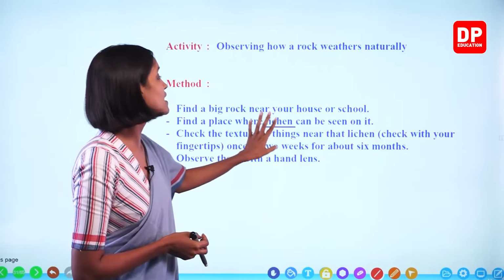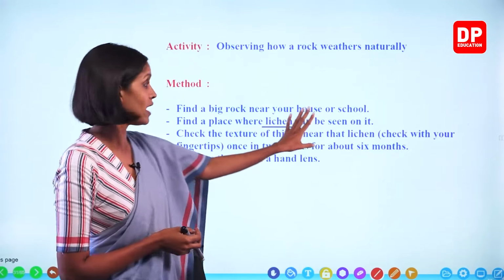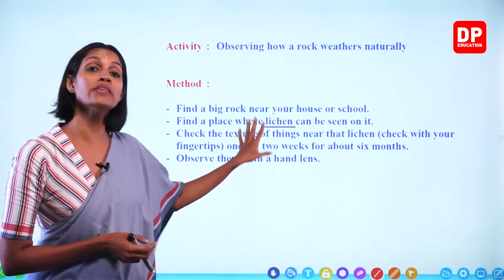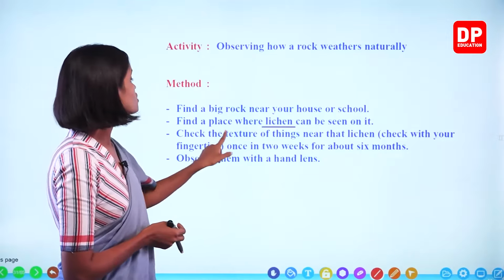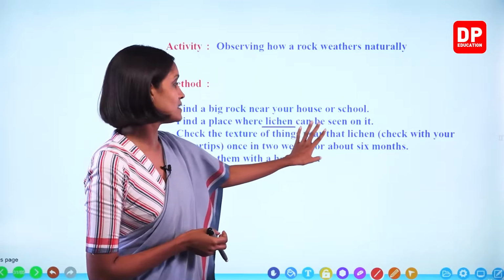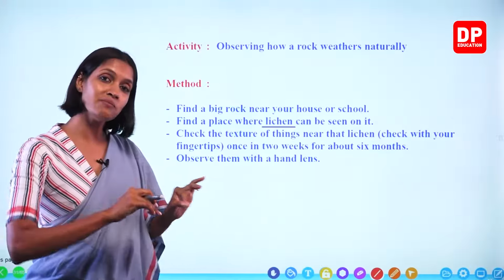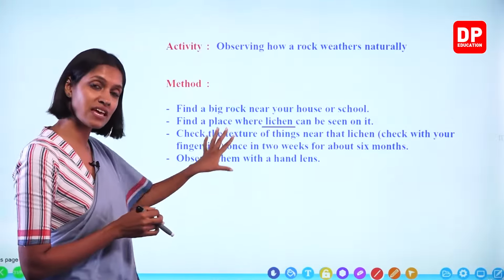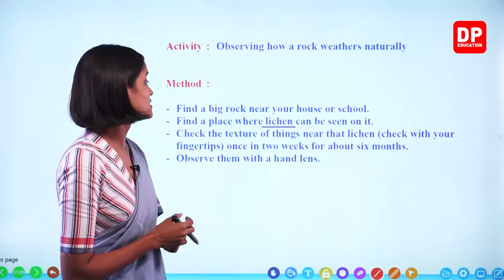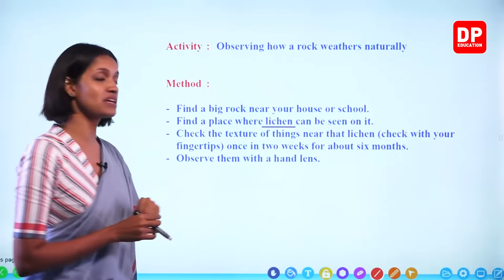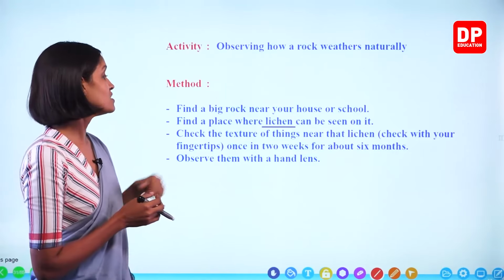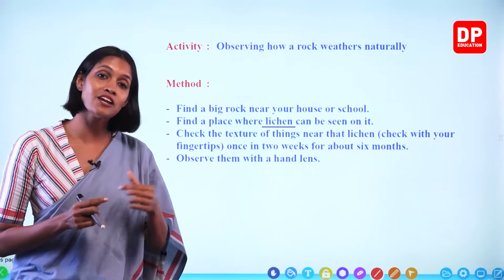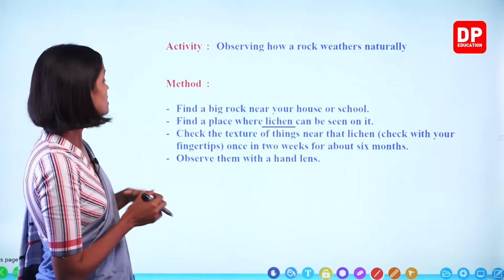Find a place where lichen can be seen on it. So you have to find a big rock with lichens present on it. Check the texture of things near that lichen. You can simply touch the surface of this area around the lichen. Check with your fingertips. Check whether they are rough or smooth. Check whether you can feel sand particles, etc.